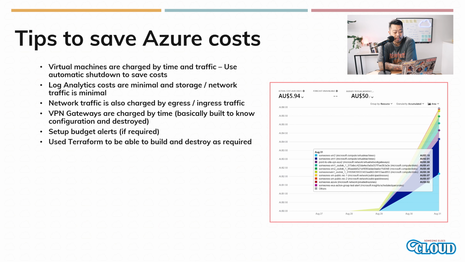VPN gateways are charged by time, so I just configured it and then destroyed it. I just wanted to see how to configure it. I set up budget alerts. As you can see from my screenshot, I set it at $50. I think by the end of all my exams, I did the 300, 301 as well, and I think it's only like $15 in total.